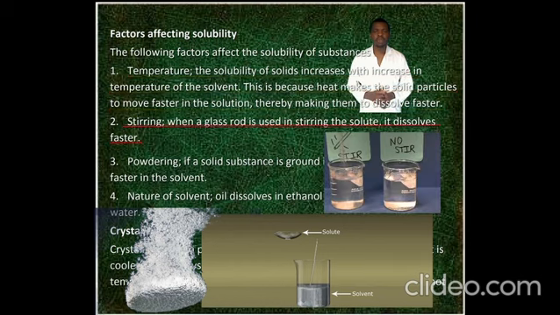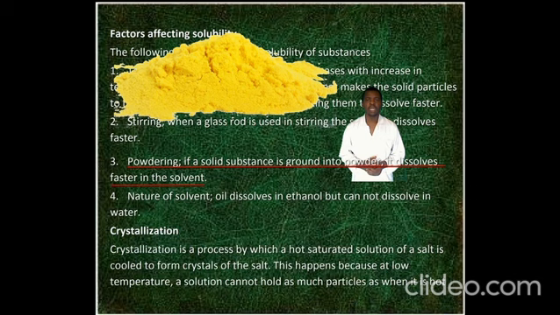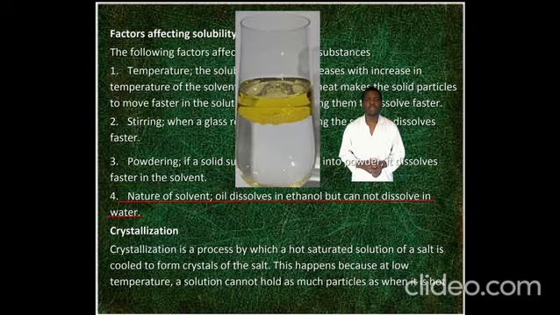2. Stirring. When a glass rod is used in stirring the solutes, it dissolves faster. 3. Powdering. If a solid substance is ground into powder, it dissolves faster in the solvent. 4. Nature of the solvent. Oil dissolves in ethanol, but it cannot dissolve in water.